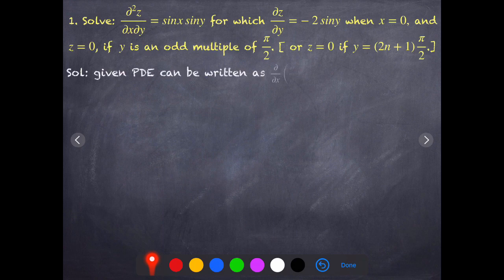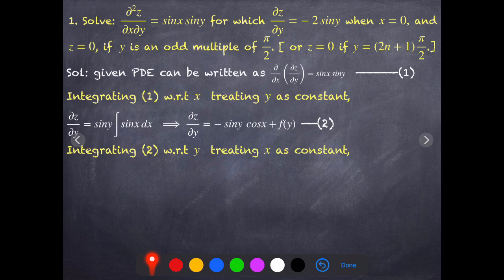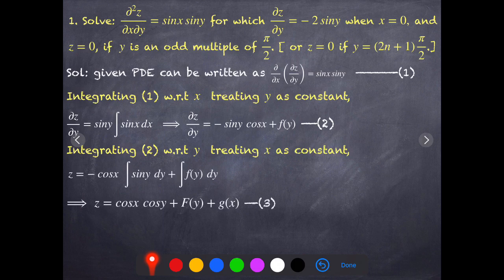According to that, I will rearrange the given equation as ∂/∂x (∂z/∂y) = sin x sin y. Integrating with respect to x, treating y as a constant, we get ∂z/∂y = -sin y cos x + f(y). Call that equation number 2. Now integrate with respect to y, treating x as a constant, we get z = cos x cos y + F(y) + g(x). Call that equation number 3.